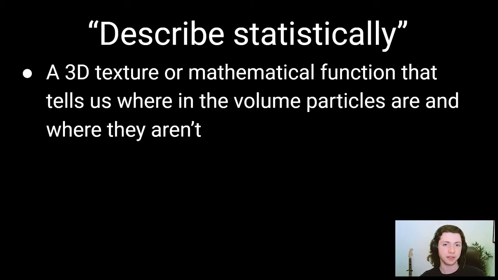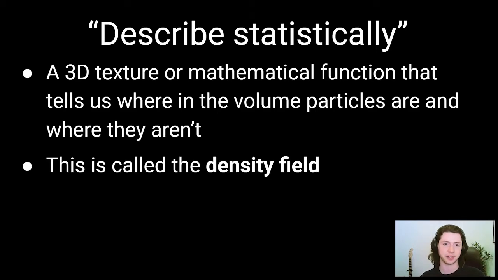And we're going to call this object the density field. It's going to tell us, at this spot, there's a high particle density. There's lots of particles smushed into this area. And in this spot, there's a low particle density. There's not many particles at all.